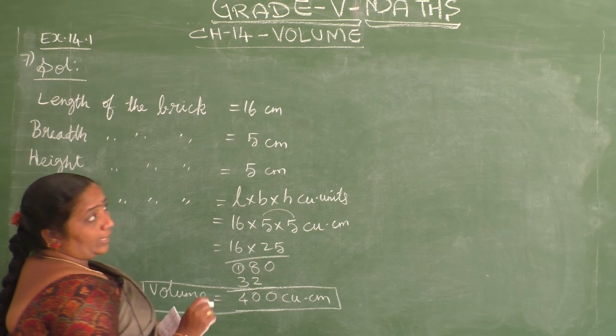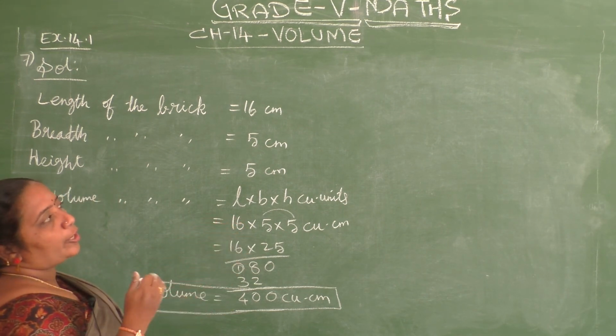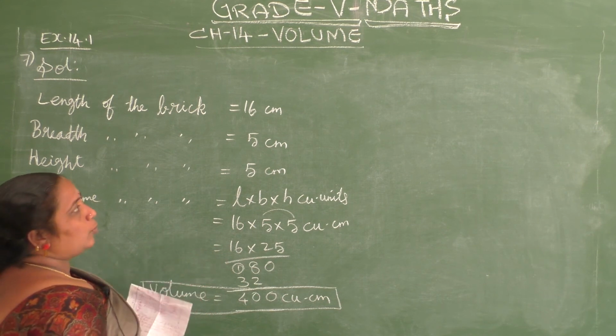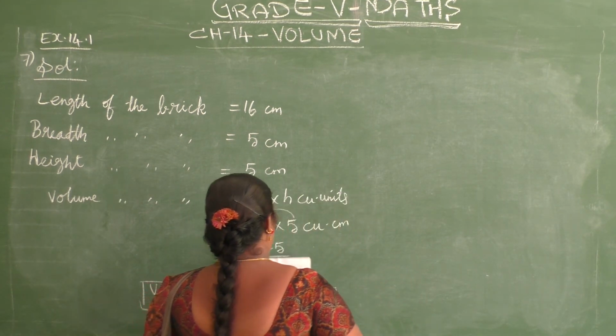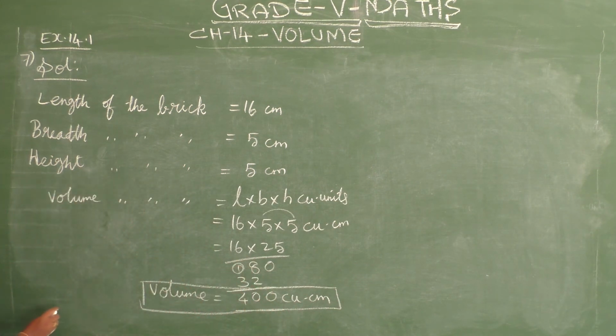Now what they are asking: they showed one pile, no, 10 bricks. We are going to find out the volume of that pile, the volume of 10 bricks. Okay, so we can multiply here, the volume of 10 bricks.